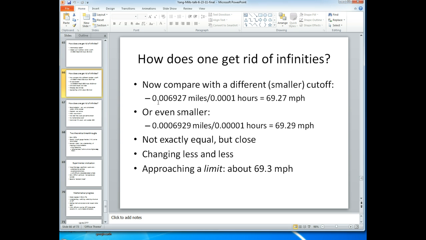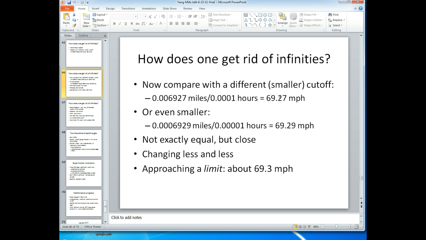And they measure that you went just about a tenth as much distance, but they were being very careful, and it's not quite exactly the same. They measure 69.27 miles per hour. Somebody else comes along with a better stopwatch and goes a very short time, 1/100,000th of an hour. They look at how far you went, 0.0006929 miles. It looked like this isn't the 7 anymore, it's a 9. When they measure it with a finer stopwatch, they might get a slightly different answer for the speed, 69.29 miles per hour. All these numbers are not exactly equal, but they're close to each other.